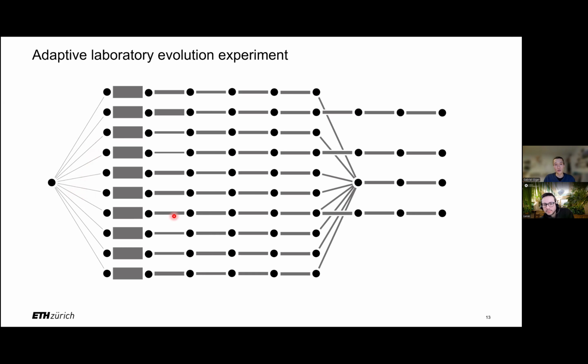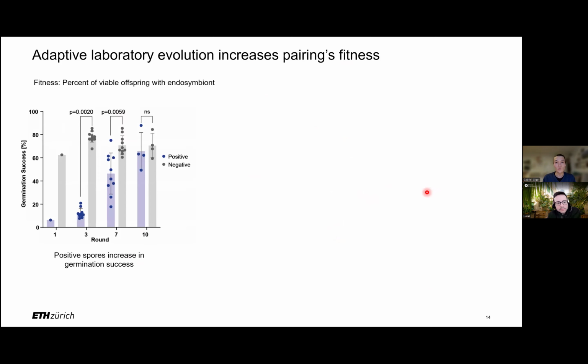And so to the adaptive laboratory evolution experiment. We took 10 lines and kept this going for several rounds of always strongly selecting only for the spores that have bacteria, then selecting for the ones that survive, over multiple rounds. After 7 rounds, we narrowed it down to the best performing lines as well as a pool, and only had 4 lines going for 10 rounds. And what we saw was that during this experiment, the fitness of the pairing increased dramatically.